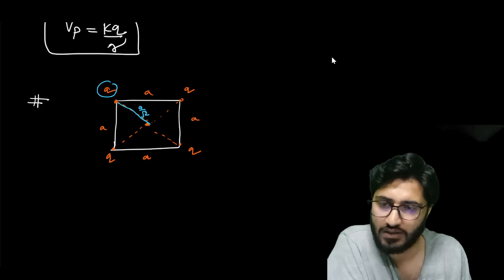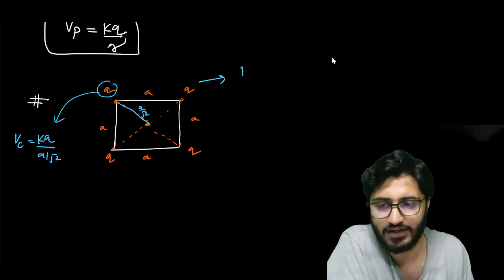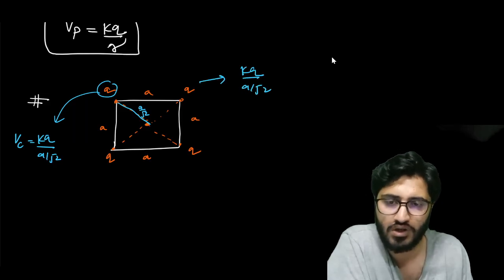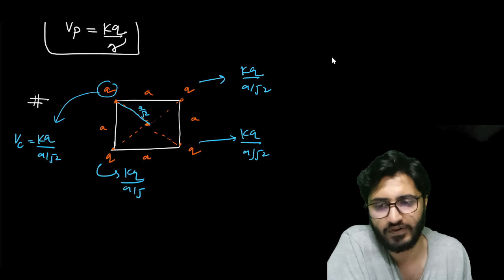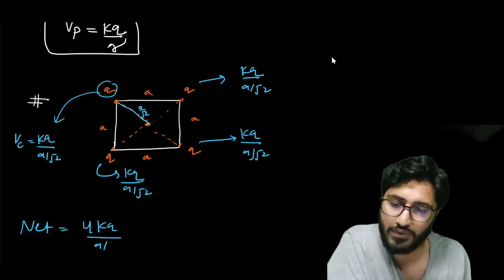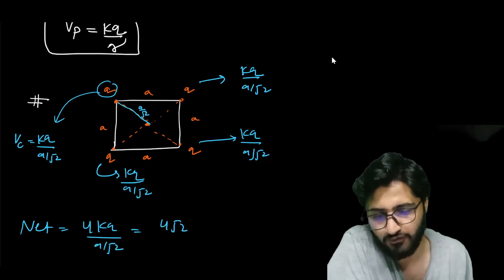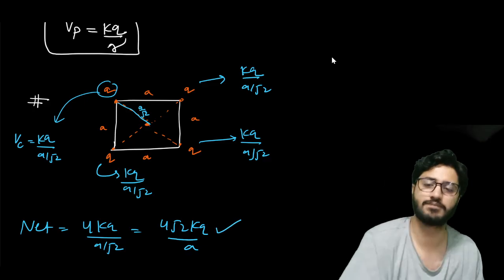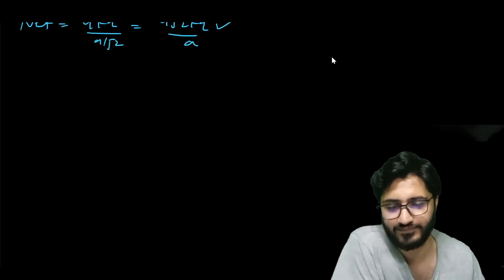Due to this one, the potential at center will be K Q divided by A by root 2. Due to this one, it is K Q divided by A by root 2. The same for the other two. So net will be equal to 4 times KQ divided by A by root 2. I will simplify it: it will be 4 root 2 KQ by A. This is my answer.